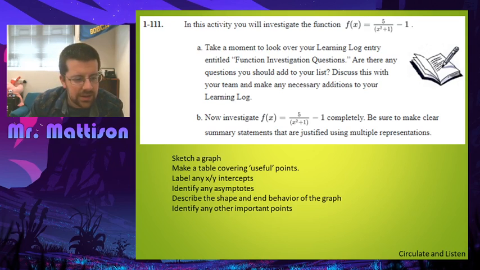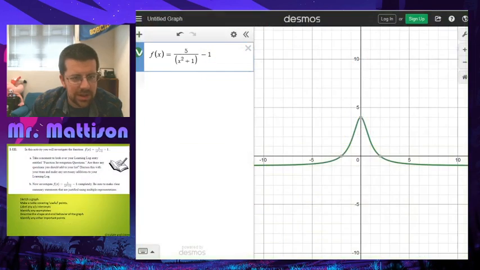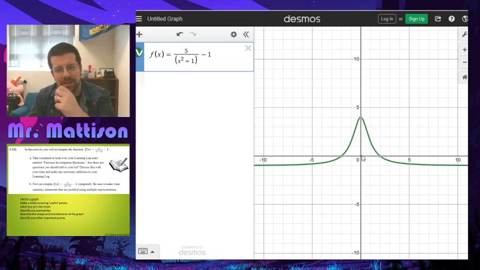All right, so let me pull up Desmos real quick. So here is what we get for the graph of that particular problem. Our graph looks like this. We get this little weird peak right there at (0, 4), then it goes back down. So it's pretty symmetrical over the y-axis.